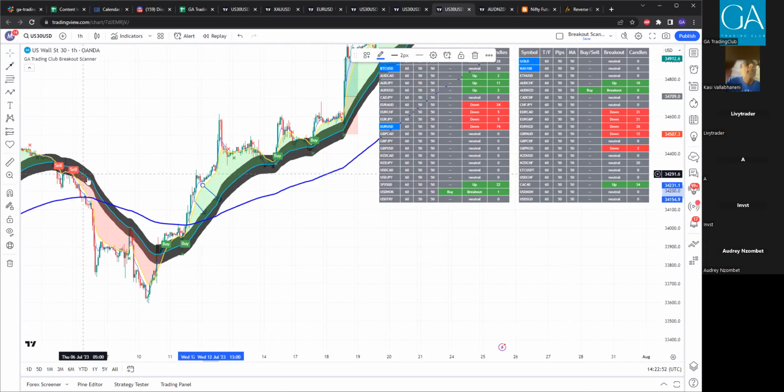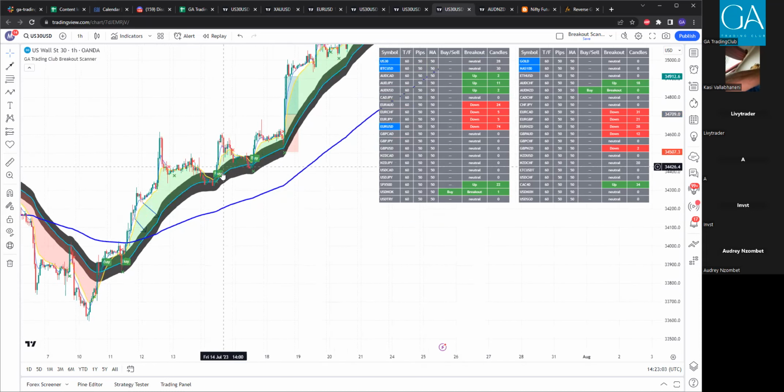So for example, you see how price was selling here and then it broke back up. And this was the first buy after a major sell. So to me, this would be a safe buy. This would be a safe buy. This right here is not, to me, I don't think I would have taken this buy.